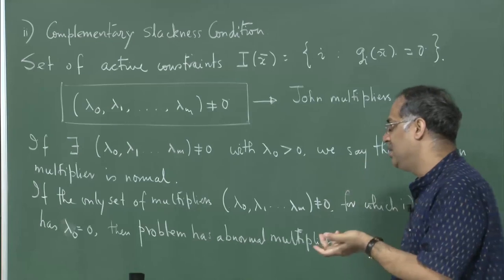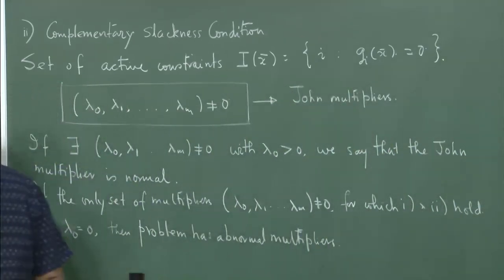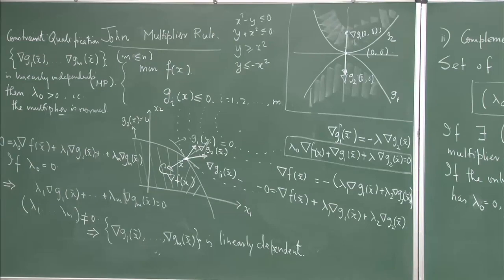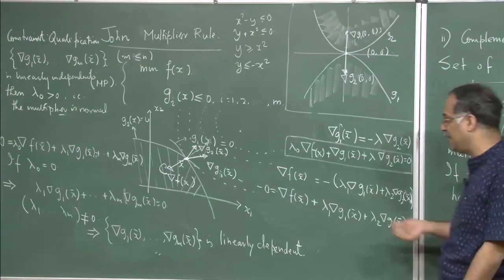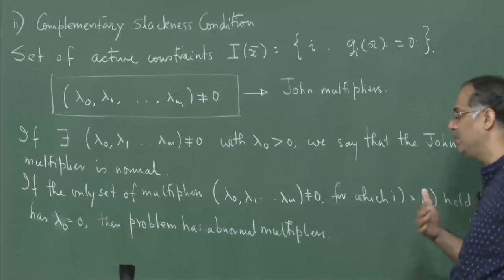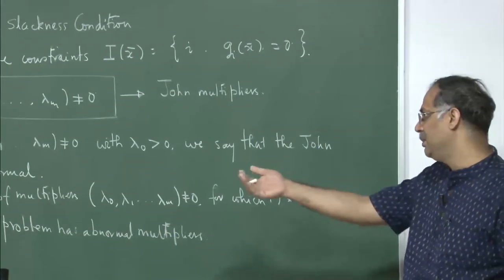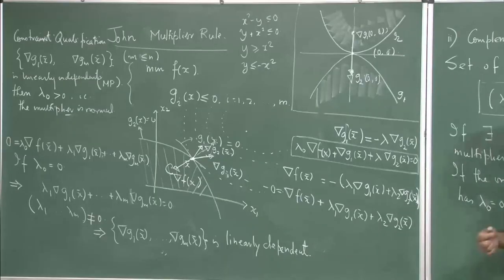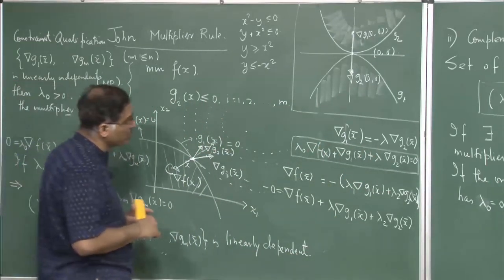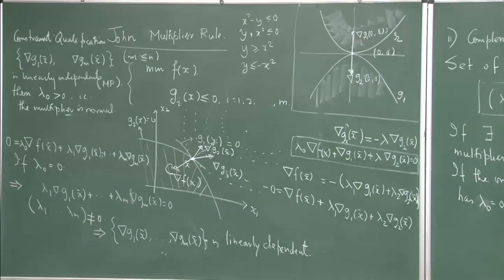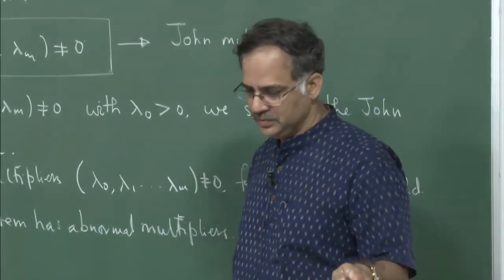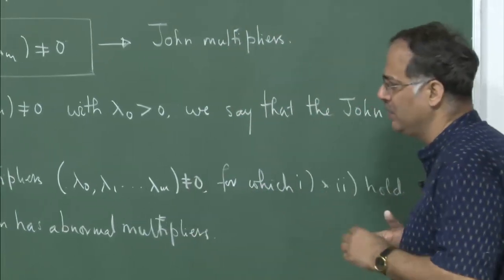One need not always worry about that, because in many, many situations, even in pathological cases, which is coming out in current research also, you have lambda naught strictly greater than 0. And in fact, in many situations, the condition of the problem itself guides you to show that lambda naught would be greater than or equal to 0. So, if you can just find a set of regular multipliers, then it is all right. Now, the bad cases are where you cannot find a regular, a normal multiplier.